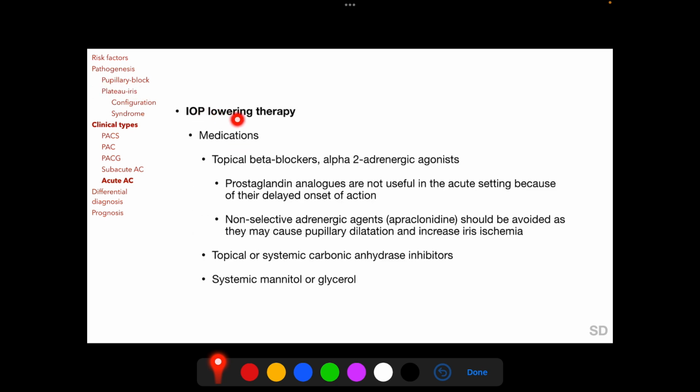Medications used to lower intraocular pressure in an acute primary angle closure attack include topical beta blockers, alpha-2 adrenergic agonists or carbonic anhydrase inhibitors. Systemic carbonic anhydrase inhibitors, mannitol or glycerol can also be used additionally, but prostaglandin analogues are not useful in the acute setting because of their delayed onset of action. And non-selective adrenergic agents such as apraclonidine should be avoided as they may cause pupillary dilatation, increasing the pupillary block, and also may increase iris ischemia.